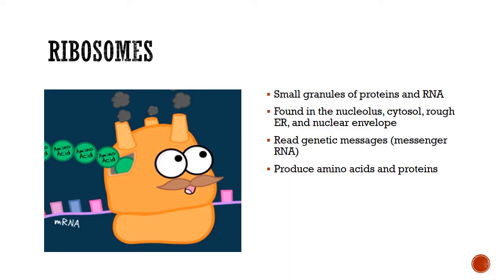At this point, we've heard about ribosomes in the nucleus and in the ER. So, what are ribosomes? Well, they're small granules of proteins and RNA found in the nucleolus, the cytosol, rough ER, and nuclear envelope. They read genetic messages, and they produce amino acids and proteins.